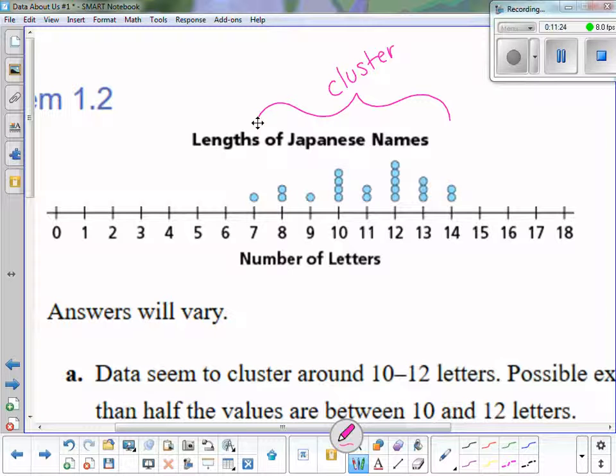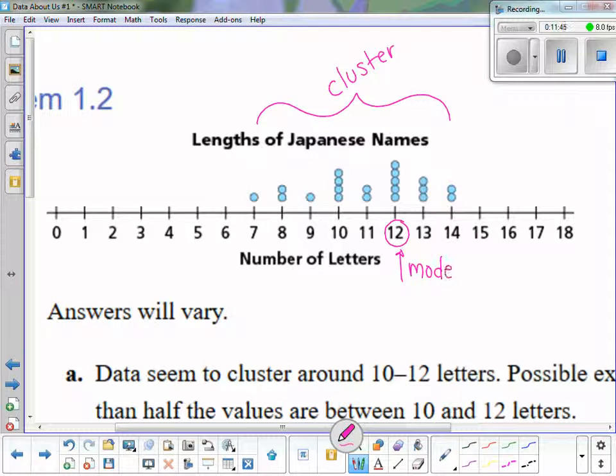All right, what is the mode of our data? Remember that that's the data piece that appears most often. Kayla, did you find the mode? 12. How come 12 is the mode? Because it's the most common number of letters for Japanese names. Yeah, we see it happen most frequently.